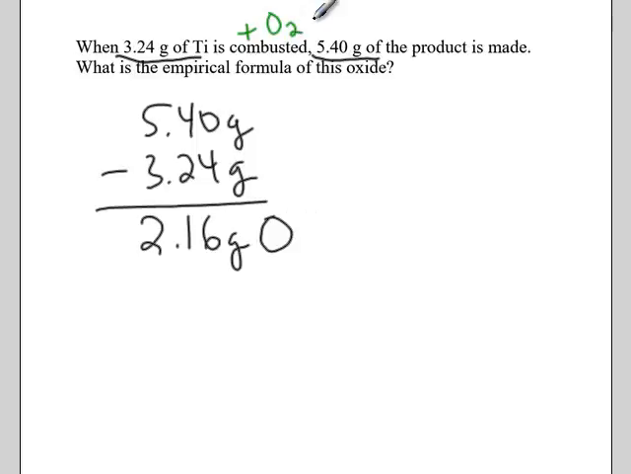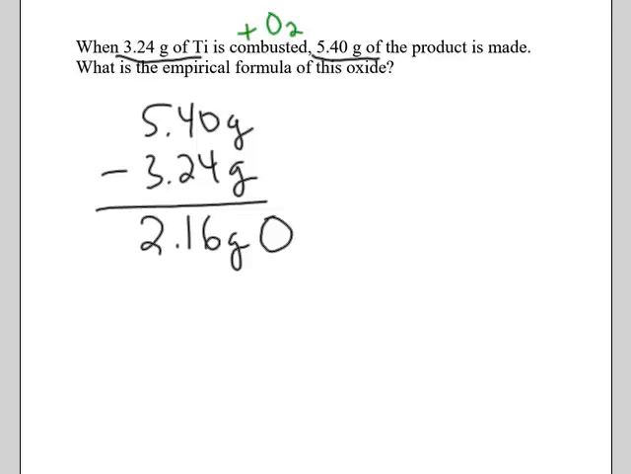Remember, the oxygen in the air is O2, it's a diatomic, but when we make a compound between the titanium and the oxygen, then we no longer know what that subscript is. We have to figure that out. So this is 2.16 grams of oxygen. That's all we need to use the same steps that we had before.